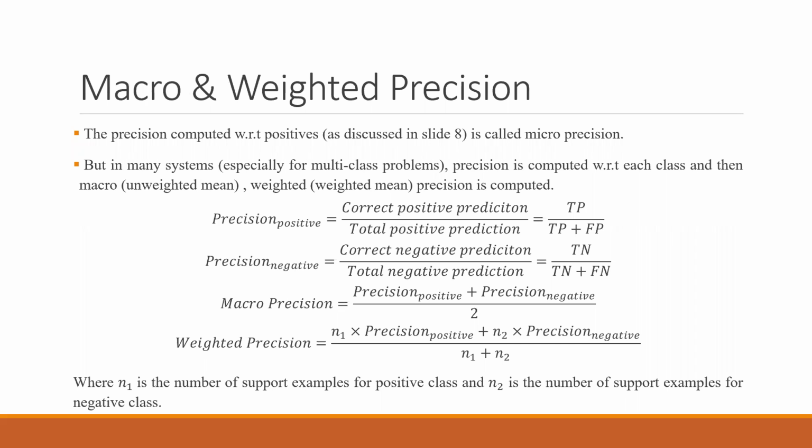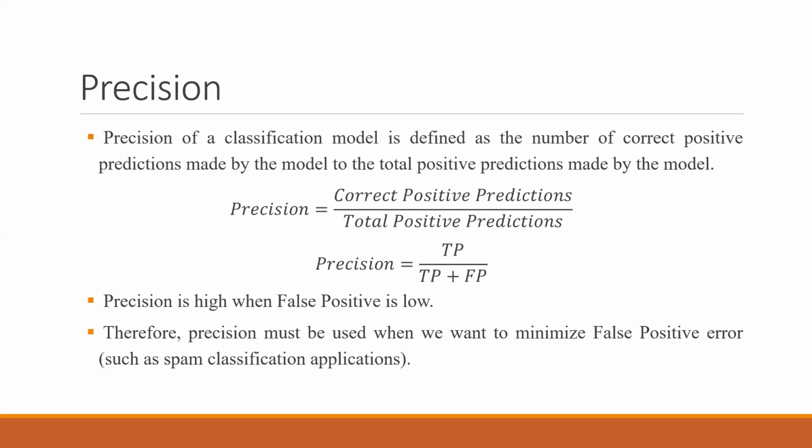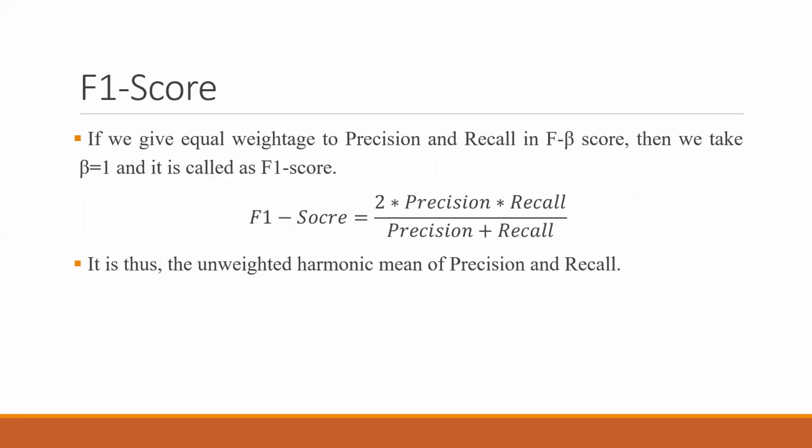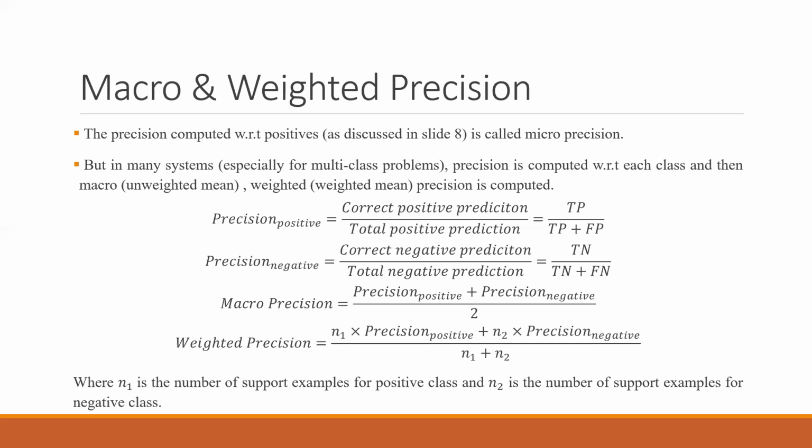So let's talk about now macro and weighted precision. Let's see what these things mean. The precision computed with respect to positives is called micro precision. So we earlier saw the precision here. This is called micro precision. The basic precision is called micro precision. The formula is TP upon TP plus FP. But now what does this weighted something mean? So let's say it is weighted precision, weighted recall. Let's see for precision what this means.